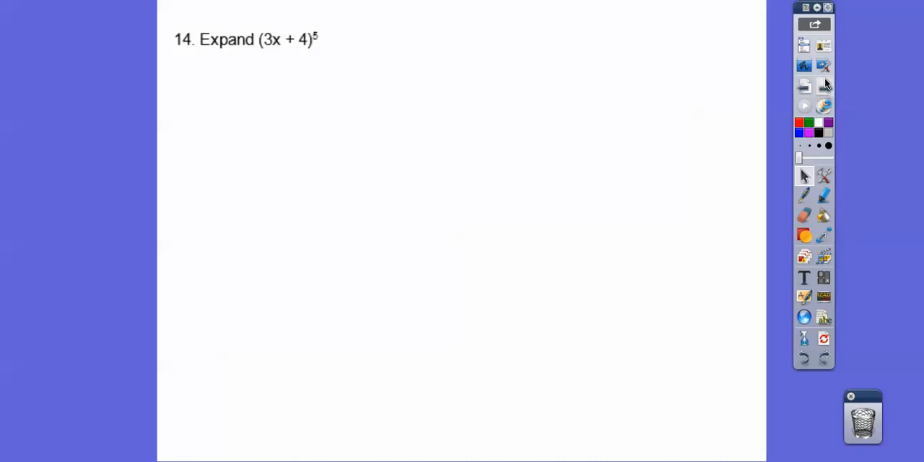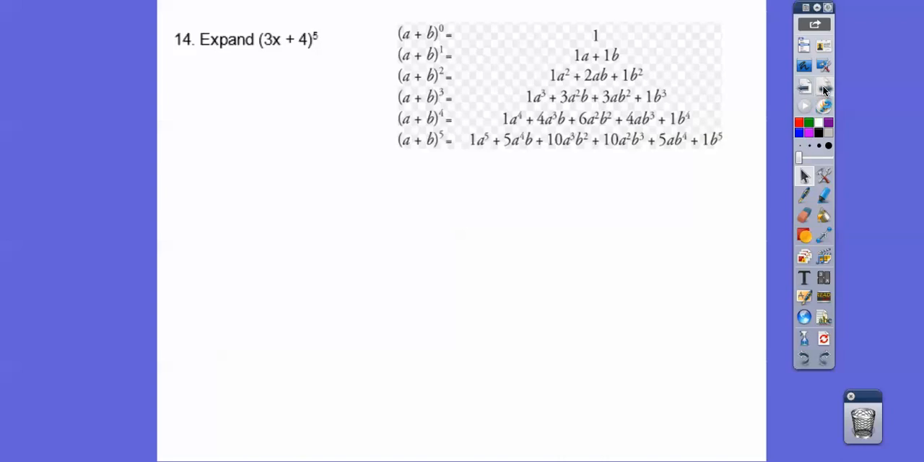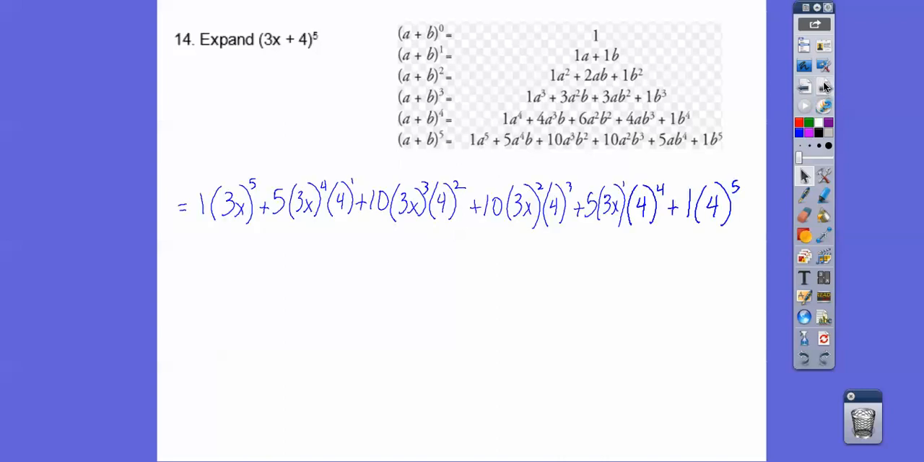Okay, expand. We've got to do Pascal's triangle. There it is right there. So row 0, row 1, row 2, row 3, row 4, row 5. Okay, so the 3x to the 5th goes right there. So you see my writing right there. Okay, and then notice how this decreases in exponent and this one increases, and they always add to that 5 right there. So one exponent decreases while the other increases.